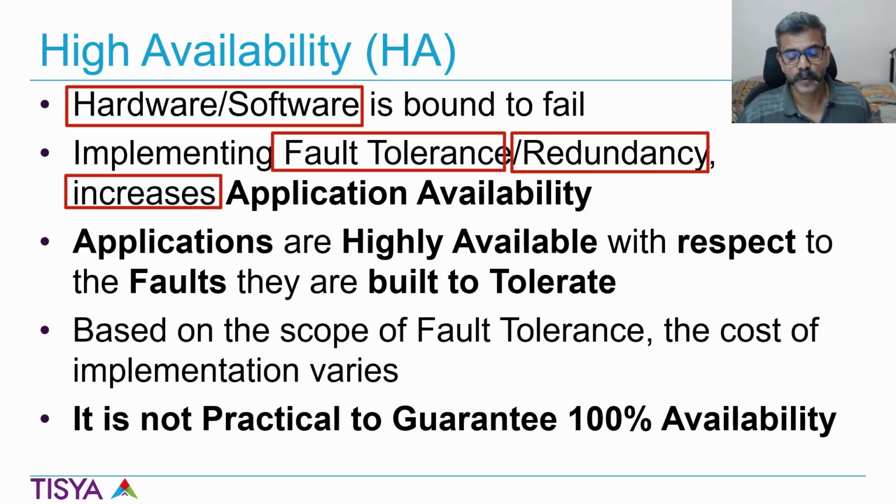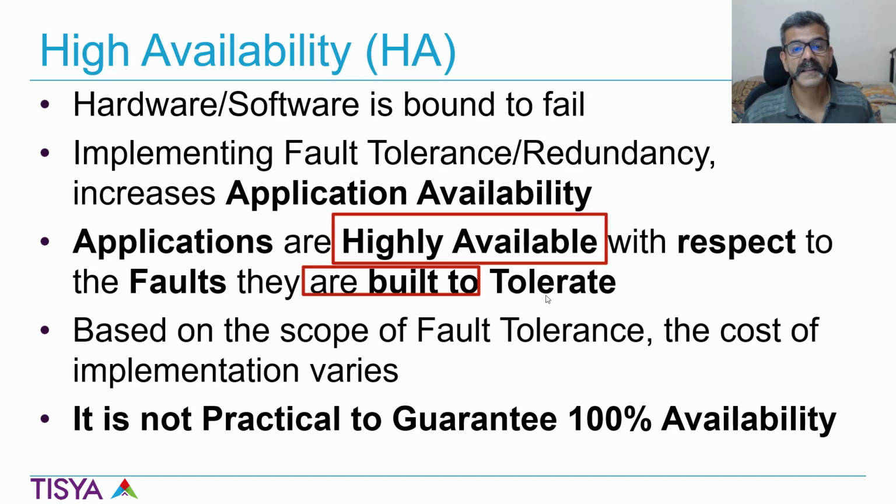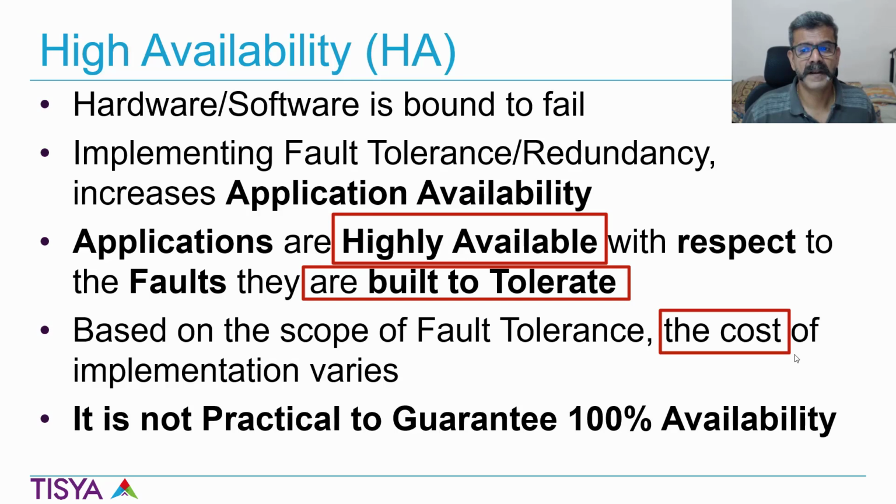And when you provision redundancy and fault tolerance for your system, your application's high availability is with respect to what you have built the fault tolerance for. The cost of implementing fault tolerance varies. What level of faults you want to tolerate, accordingly you provision redundancy and replicate, or whatever you do, accordingly the cost is going to increase.